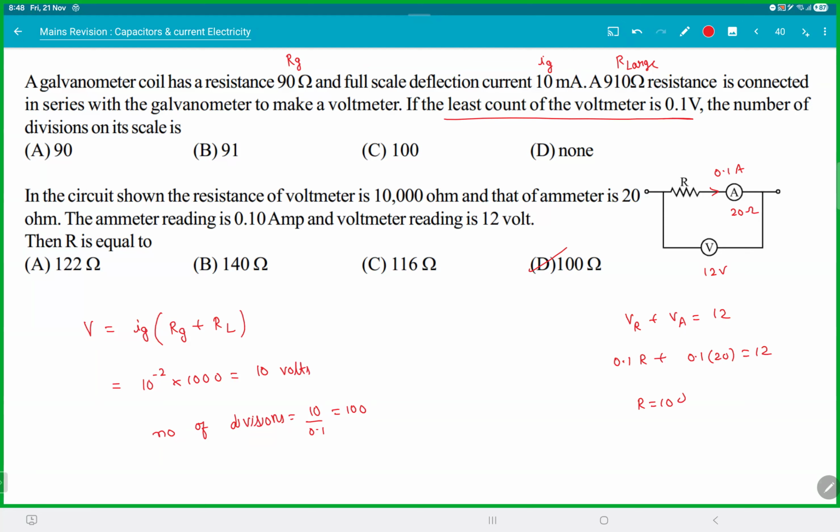And if you remember, when I taught you this, there's only one concept here. You want to get zero deflection in the galvanometer. So just redraw the circuit.